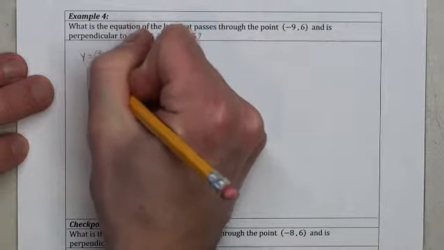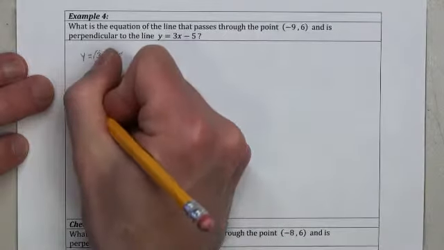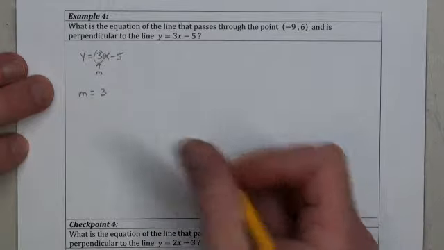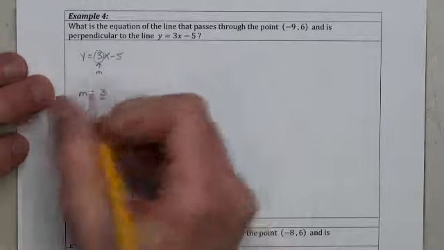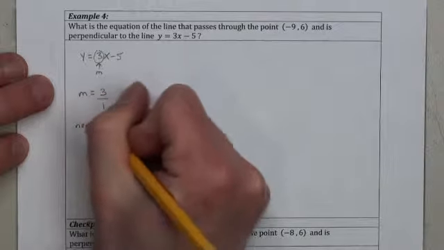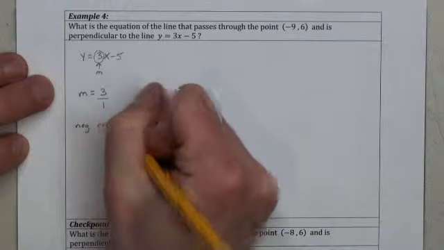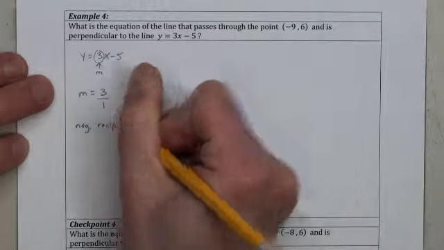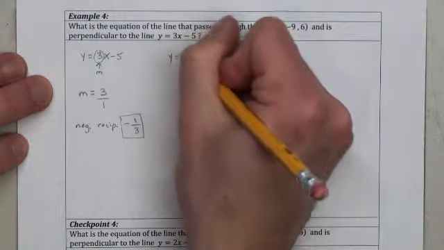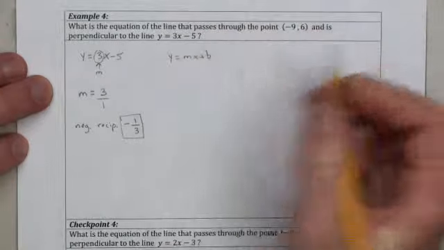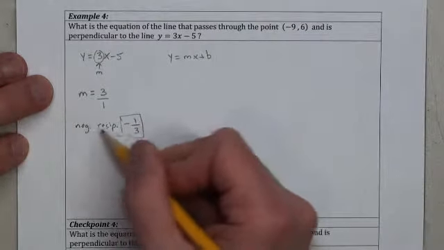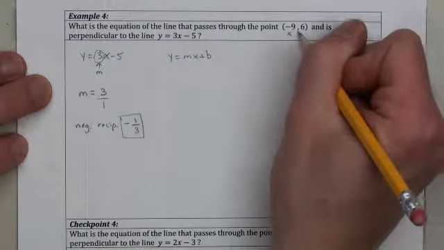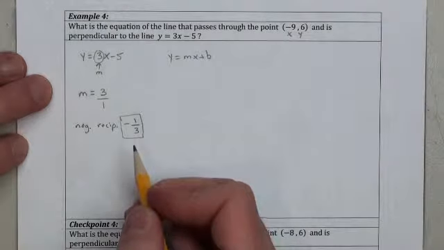Let's identify our slope because we're already in y equals mx plus b form. So write down the slope, m equals 3, but we want to write it as a fraction so that we can do the negative reciprocal, which is -1/3. That's the first part of your answer. Now write down y equals mx plus b. We're going to use this -1/3, the negative reciprocal of the slope, for our m. Our -9 is x, and our 6 is y, and we're going to solve for b.